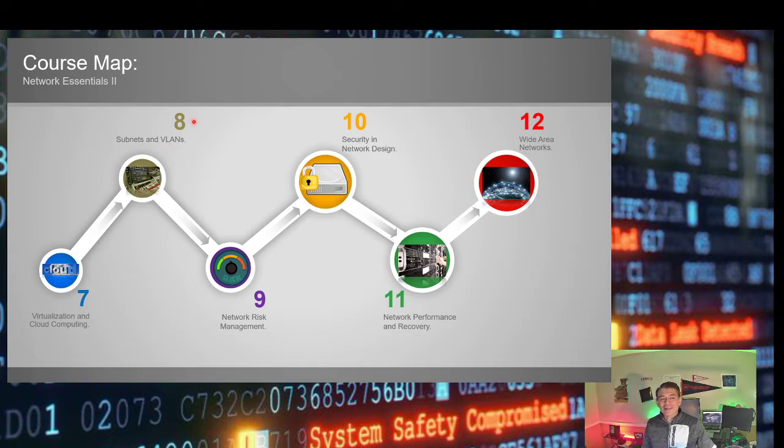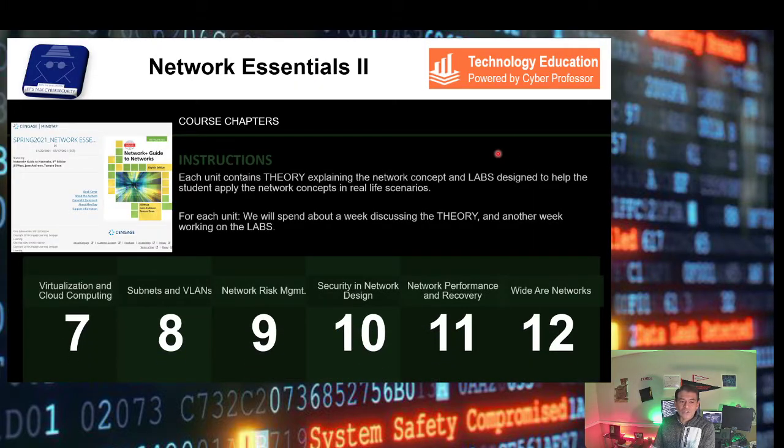Unit number 8 is Subnets and VPNs, 9 Network Risk Management, Security in Network Design, Network Performance and Recovery, and finally Wide Area Networks. So this is another view of the chapters that we are going to cover this semester.